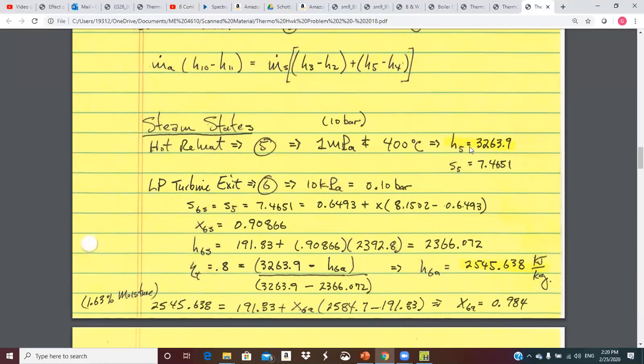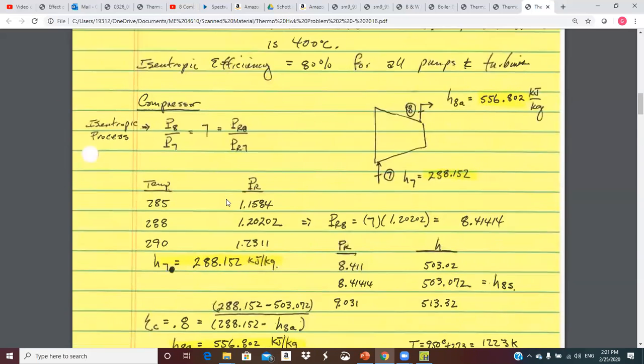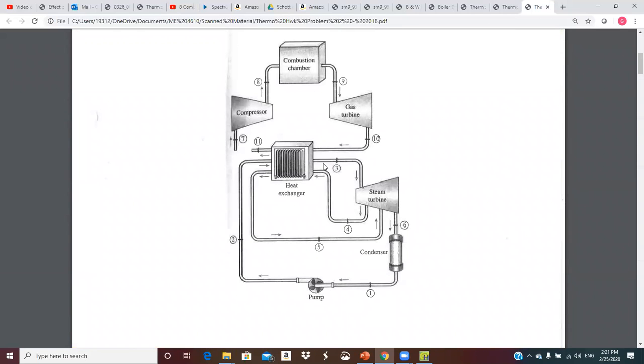So I can look this up. I know the low pressure turbine exit going to the condenser. For the isentropic expansion, 6s would be equal to 5 back up here. Of course, we have to be careful, because this is not an isentropic turbine, but we had the information to get 5, and so we can use that entropy to find 6s, and then we can use the isentropic efficiency to find 6.